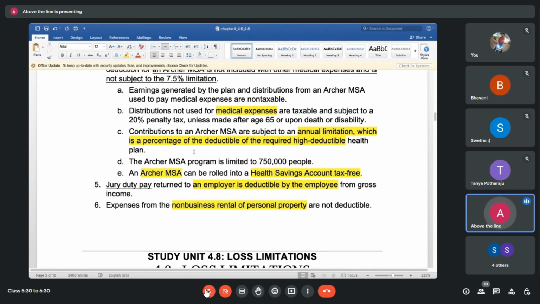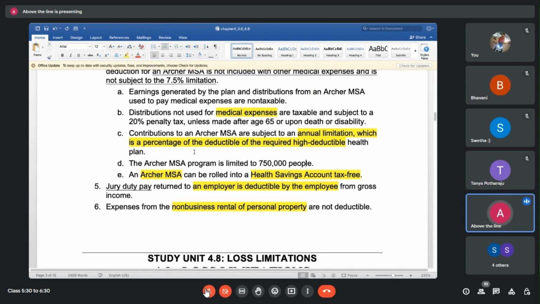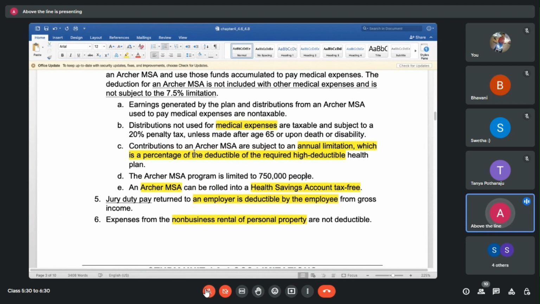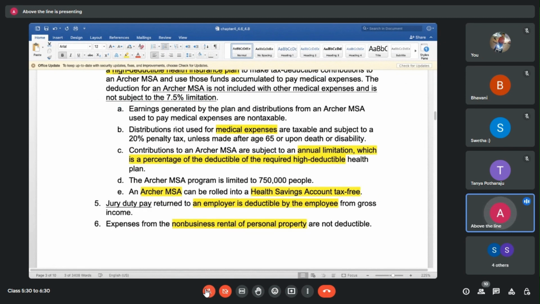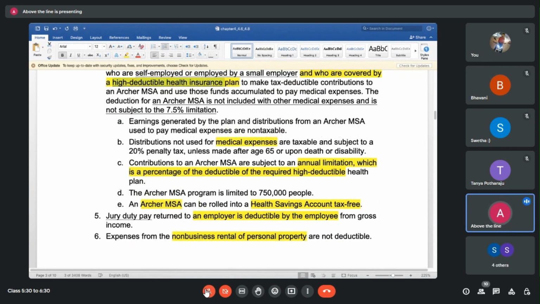Usually, all the employees will get health insurance from their employer, or at least the kind of clients we have, because they're all working for huge companies, Fortune 100, Fortune 500 companies. So usually this is not applicable to us, but we should know that if the person is self-employed, then there's something called Archer MSA available to them. But there are certain conditions. They have to have a high deductible health insurance plan.